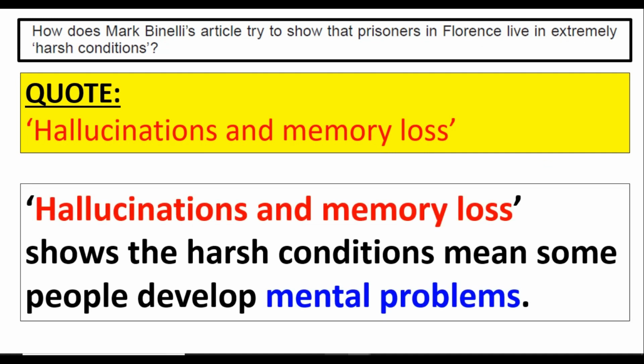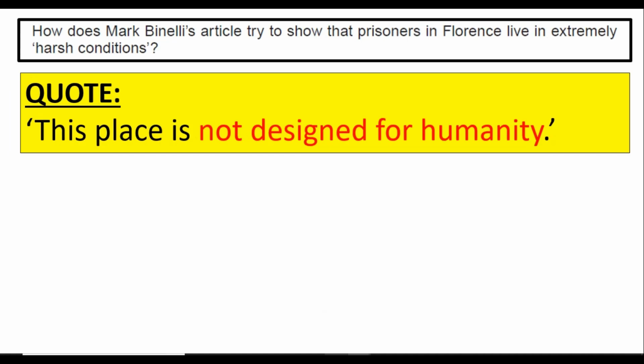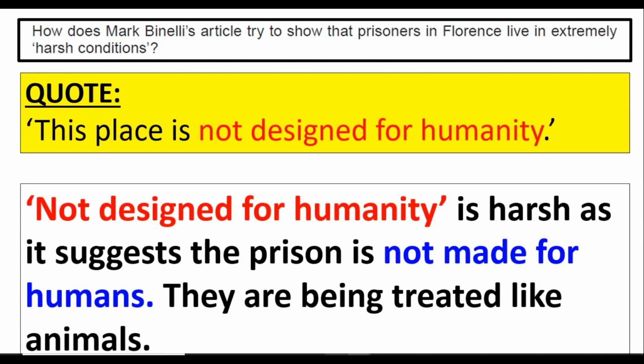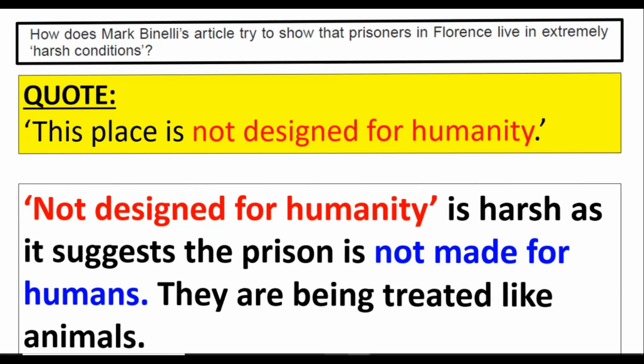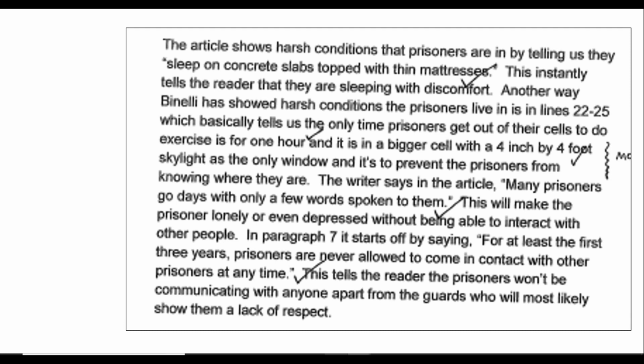"Hallucinations and memory loss." Okay, this shows the harsh conditions because it means some people develop mental problems. "This place is not designed for humanity." This is harsh, to suggest the prison is not made for humans. They're almost being treated like animals.